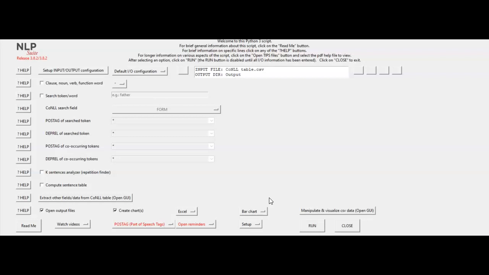The ConLL Table Analyzer is a tool that allows us to delve much deeper into the analysis of the ConLL table. Let us first understand the input necessary for this GUI to work. As you can see here, we need a ConLL table, which is a CSV file produced by the ConLL table option within the NLP suite.